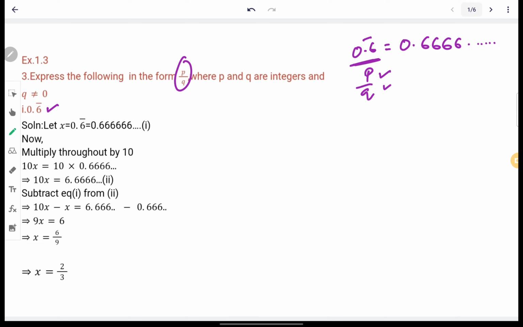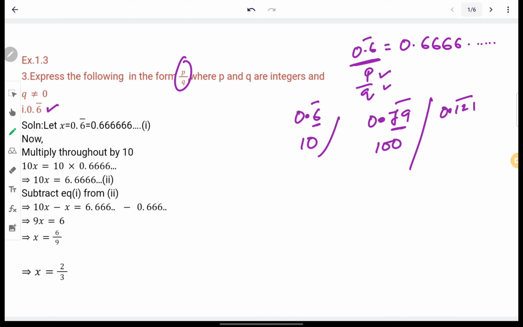The first thing to understand is, once again, I'm going to write down a number. Can you see that after a decimal point, just one number is repeating, right? So if there's only one number repeating, we have to multiply by 10, okay? So suppose, let's say again, 0.79 bar. You can see that after a decimal point, two numbers are repeating, right? So you have to multiply by 100. So let's do one last example. 0.121 bar. After a decimal point, there are three numbers that are repeating, right? So which means you have to multiply by 1000. Okay, so if you're clear with this idea, let's go back.